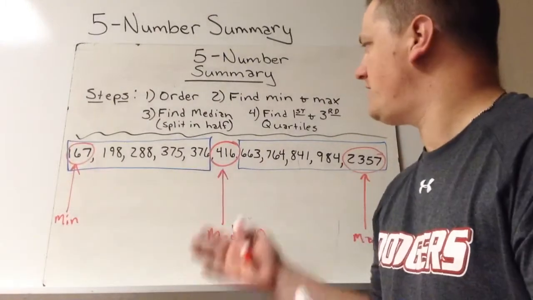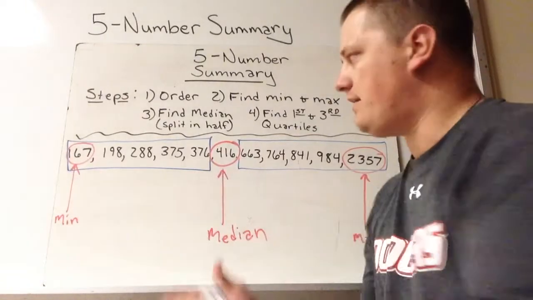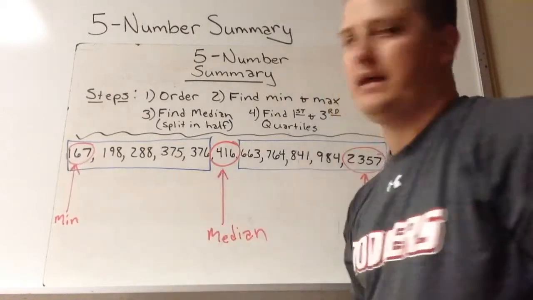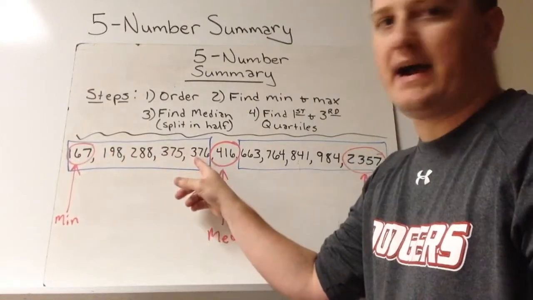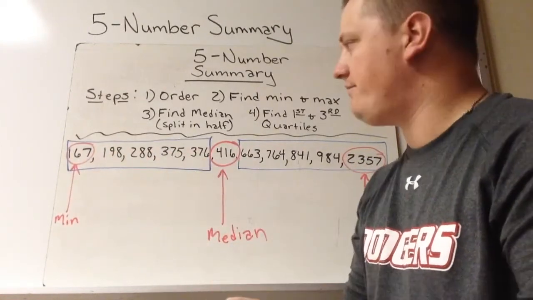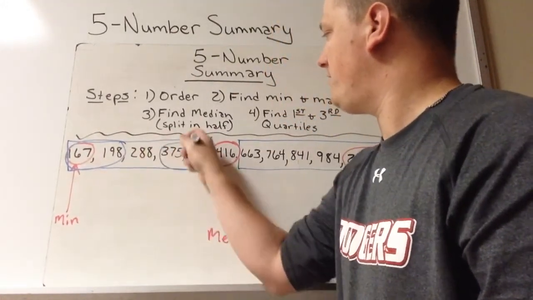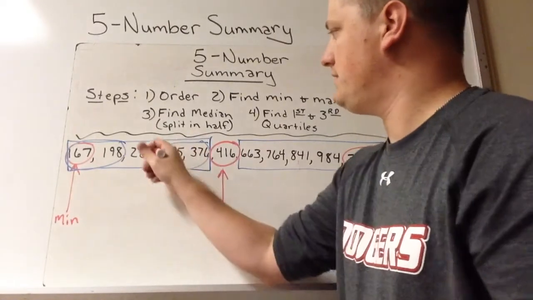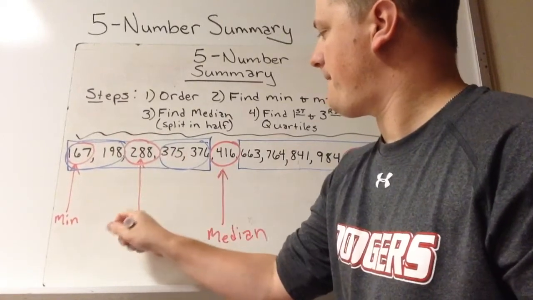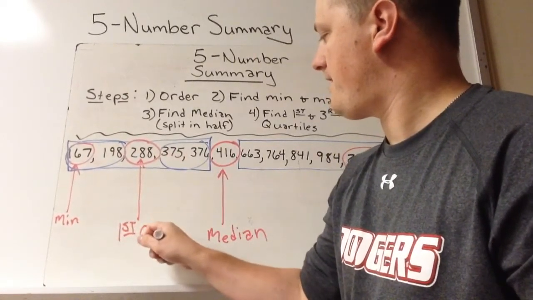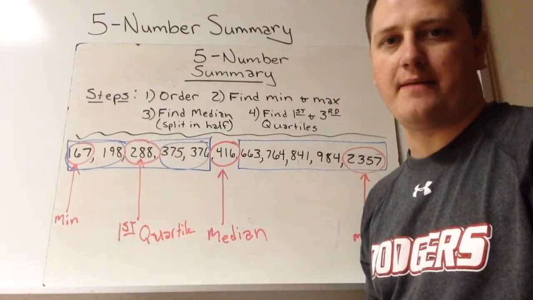Alright, now we need the first and third quartiles. So to do this, we find the median of the first half. So inside this blue is the first half. We want the median of it. So we've got 1, 2, 3, 4, 5. Meaning we need to split it into 2 halves. So there's 2. There's 2. And our middle is right there at 288.